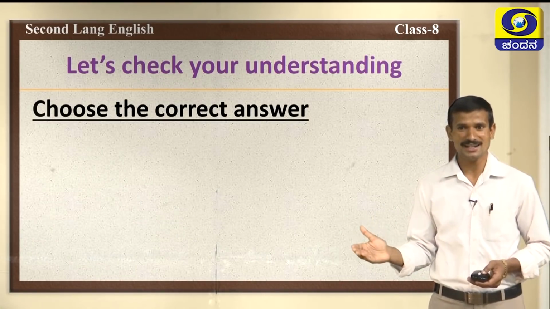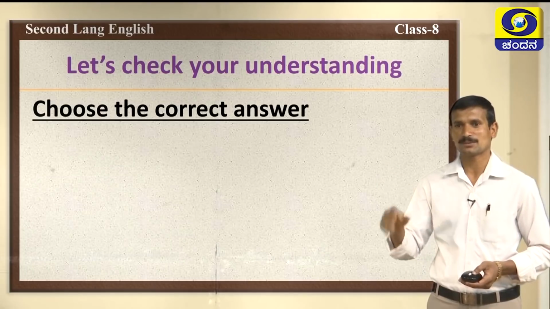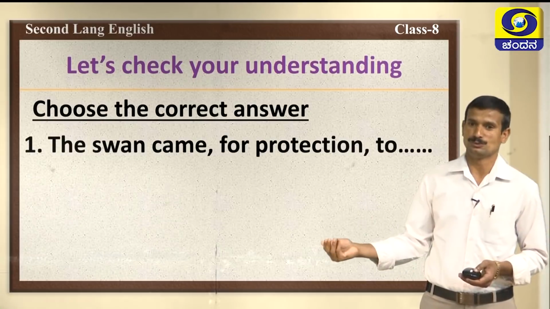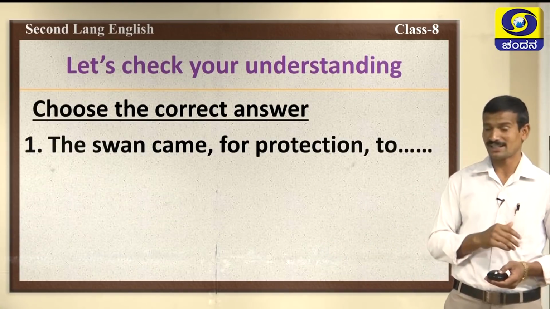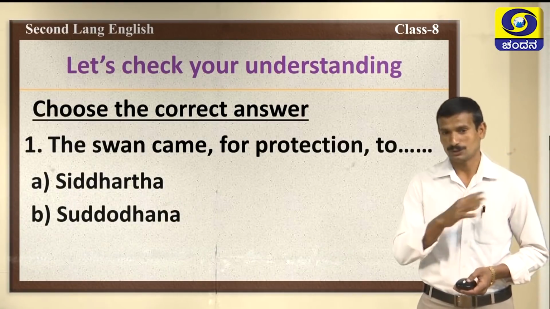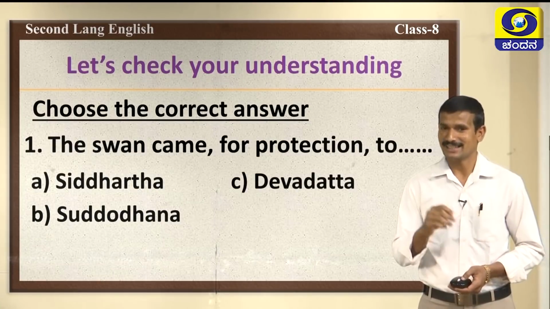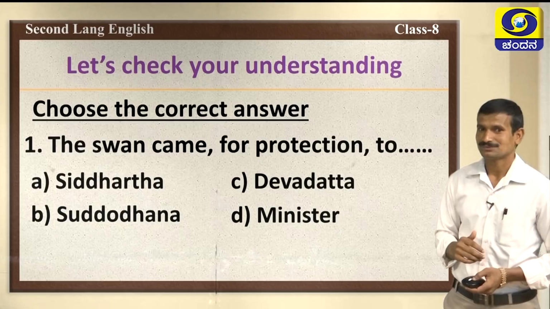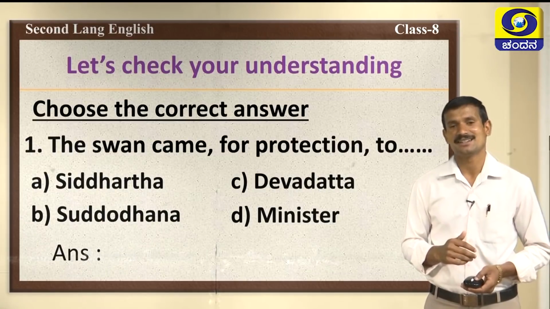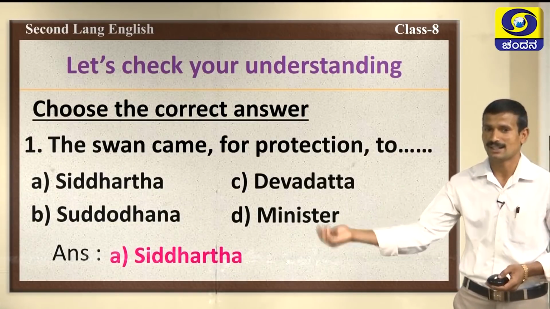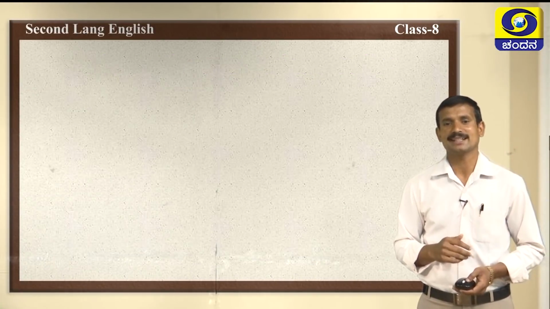Okay. Are you ready to answer the questions? Yes, here are some questions. The first question. The swan came for protection to. Options are ready. First one, Siddhartha. Option B, Shuddhodhana. Option C, Devadatta. Option D, minister. Who protected the swan? Yes, you are right. Answer is Siddhartha. The swan came for protection to Siddhartha.